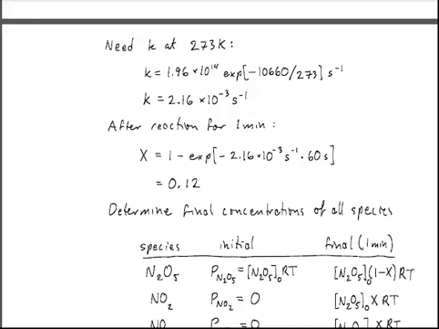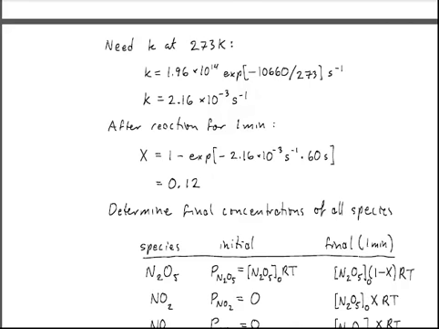So in order to actually do anything numerically, we need to compute the rate constant at 273 K. We just plug in 273 K into the exponential here, and that gives us 2.16 times 10 to the minus 3 per second. So after we have reacted for 1 minute, that's 60 seconds multiplied by the 2.16 times 10 to the minus 3, and that gives us that the fractional conversion, 1 minus the exponential of the product of those two things, is 0.12. So we've got 12% conversion of our nitrogen pentoxide after 1 minute into NO2 and NO3.